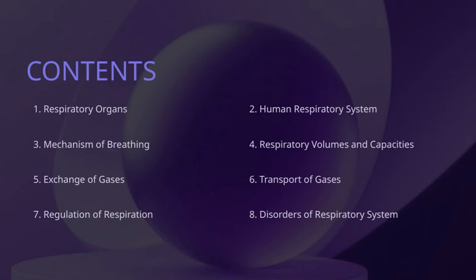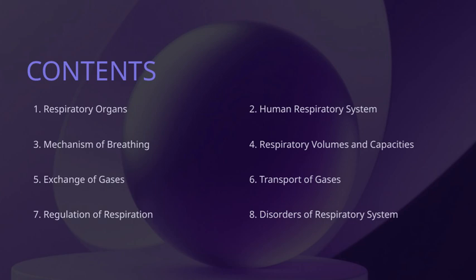Now, let's take a closer look at the disorders of the respiratory system, which can affect our ability to breathe effectively. Moving on, we'll explore how gases are transported within the body, a vital process that ensures oxygen reaches our tissues and carbon dioxide is expelled. Then, we'll discuss respiratory volumes and capacities, which are essential measurements that help us understand lung function and health. Next, we'll examine the human respiratory system as a whole, including its structure and how it supports respiration.